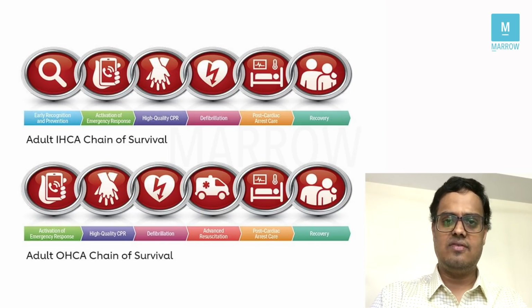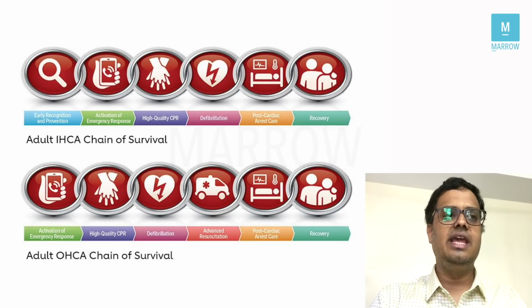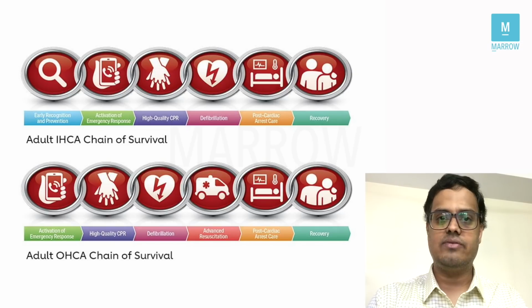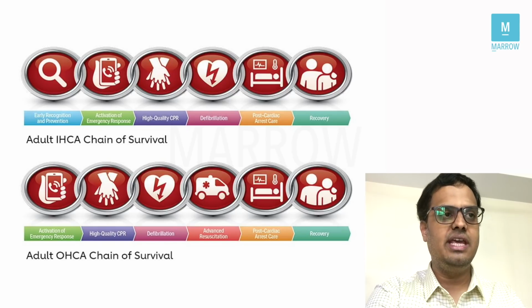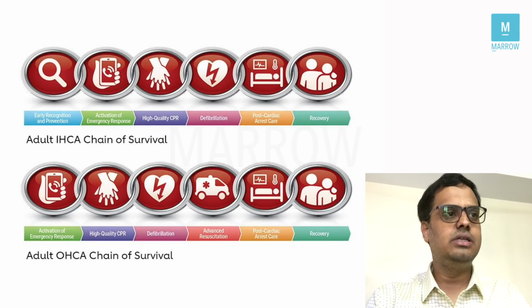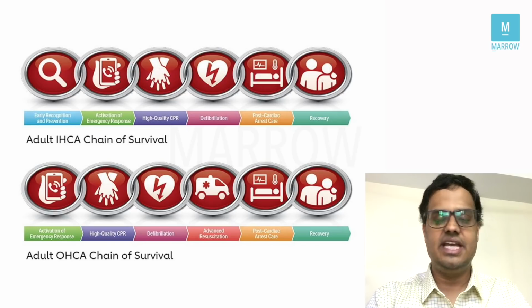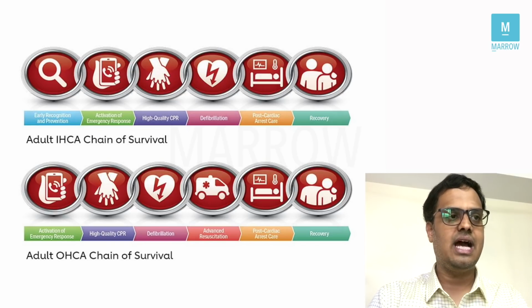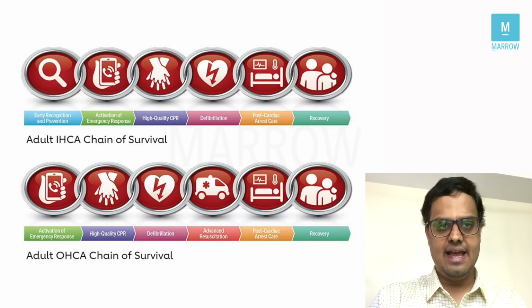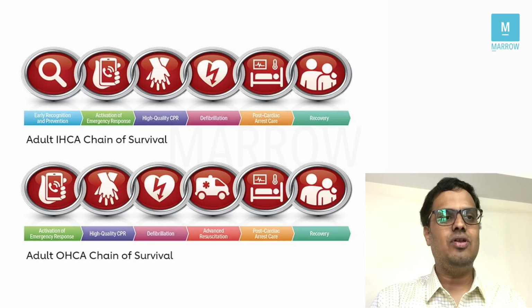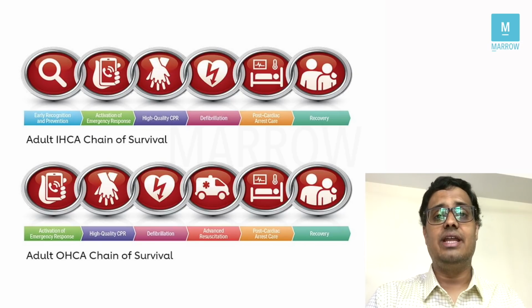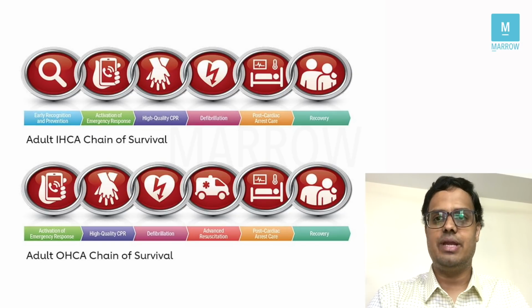In the 2020 guidelines, the first change is that a sixth link, recovery, is added to the chains of survival. If you look at the diagram, in the 2015 guidelines there were only 5 links. The first one you are seeing in this picture is the adult IHCA chain of survival, that is adult in-hospital cardiac arrest: early recognition, activation of emergency response, high quality CPR, defibrillation, post cardiac arrest care, and the sixth one is recovery.